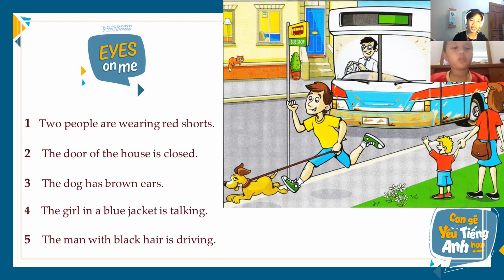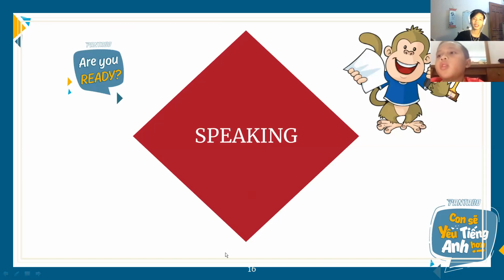Four, the girl in a blue jacket is talking. Yes. Five, the man with black hair is driving? No. All right, now let's move to part speaking, okay?